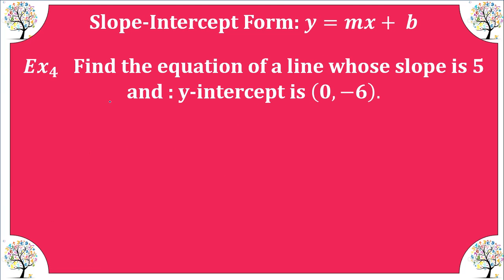In this example, we have been given the slope and we have been given a point, and luckily for us, that point is the y-intercept because it's when x is 0. So we know the b value and we know our m value. We put it all together, y equals 5x minus 6.